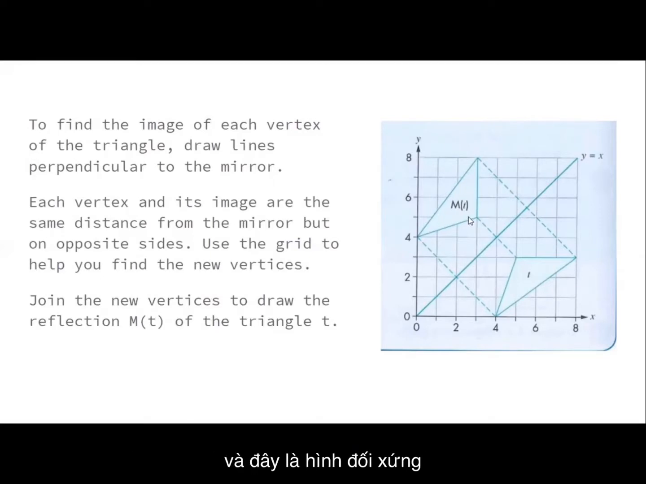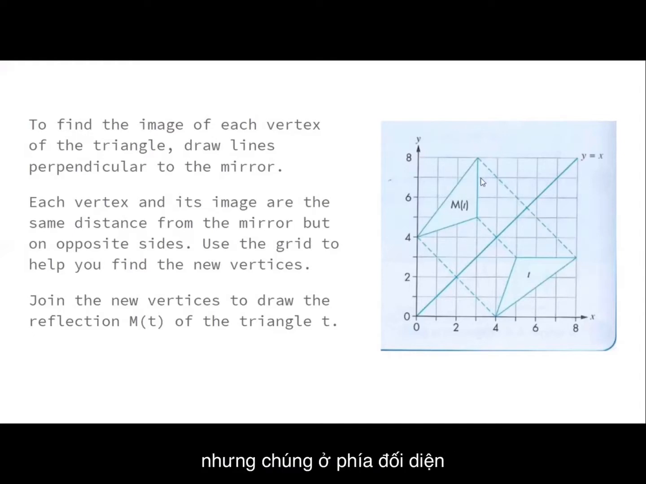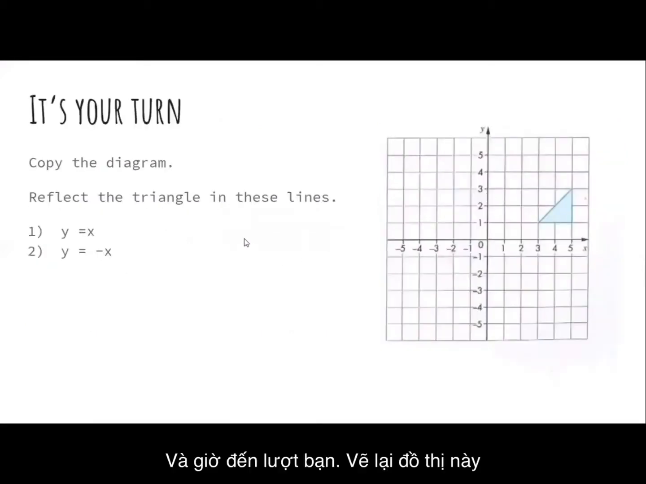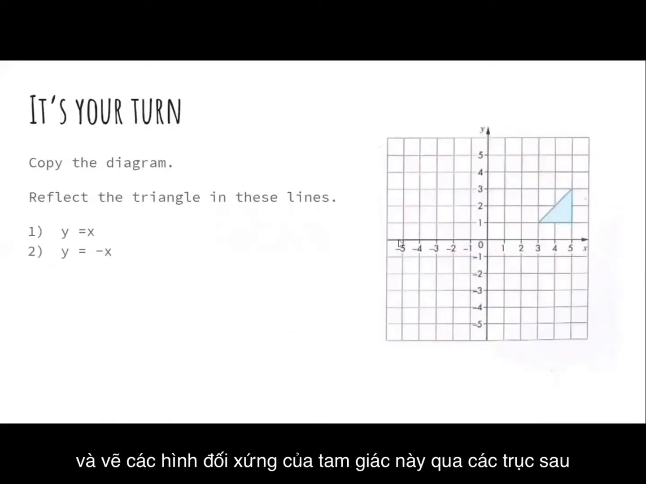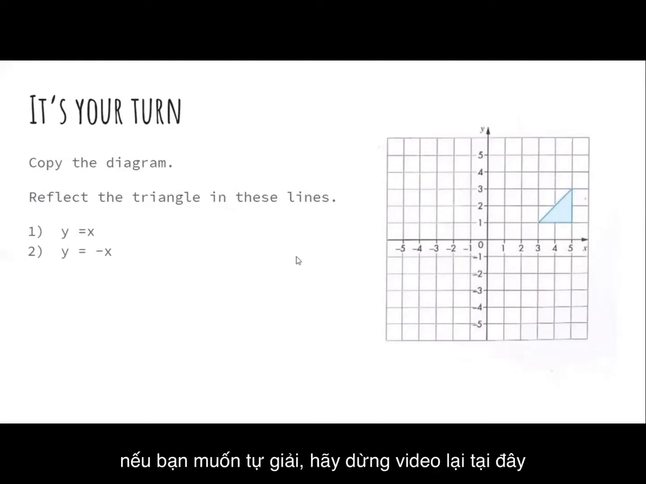So this is the new triangle, the reflection. You see here each vertex is perpendicular to the original vertex, but on the other side of the mirror line. It's your turn. Copy down this diagram and reflect the triangle in this line. Firstly, y equals x, and secondly, y equals negative x. If you want to do it, stop here, and now I will show you how to do it.